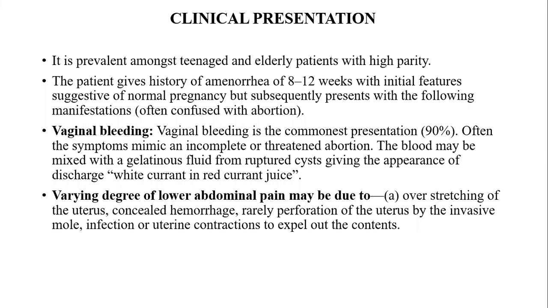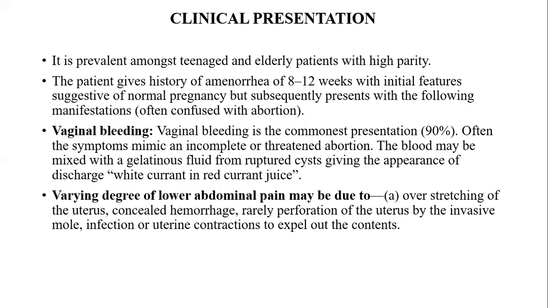So the patient can present with vaginal bleeding, which can mimic an incomplete or threatened abortion. The blood may be mixed with a gelatinous fluid from ruptured cysts, giving the discharge the appearance of white currants in red currant juice, or white currants in red jelly.